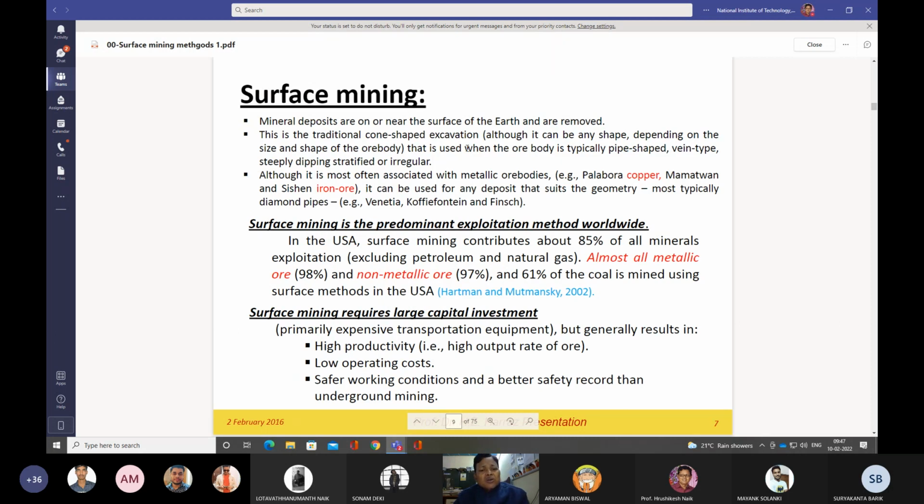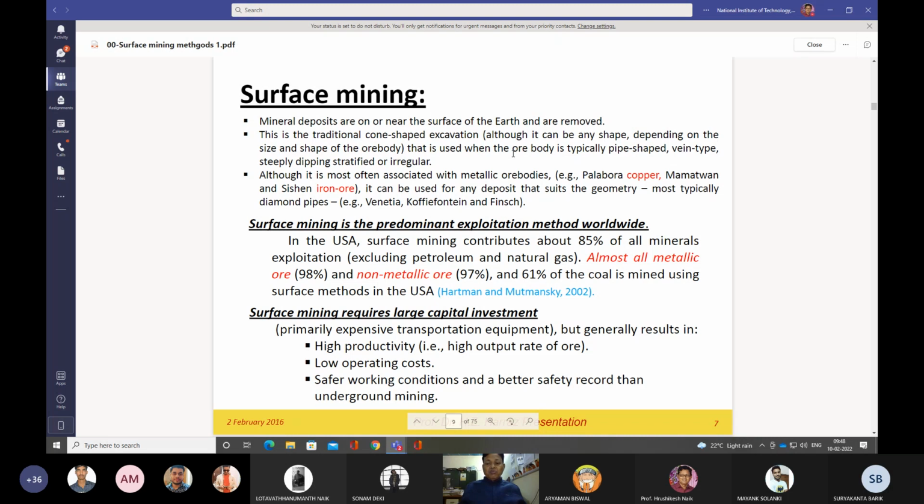So the surface mining technology is carried out for the mineral deposits which are on or near the surface of the Earth's crust. If the mineral deposit is lying at a lesser depth, shallow mineral deposits are mineable by surface mining methods. Surface mining method can be carried out for the mineral deposits which are lying at a shallower depth. So mineral deposits are near the surface. Sometimes the mineral deposits are very near to the surface.